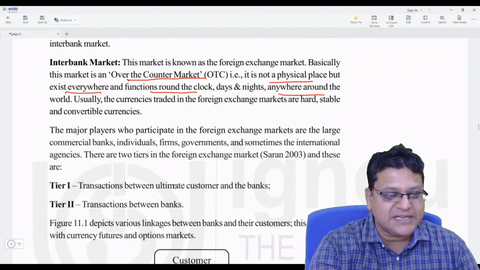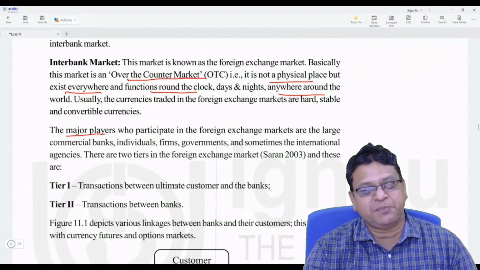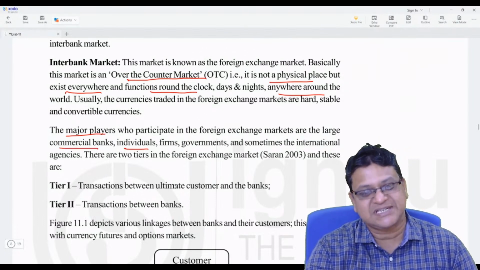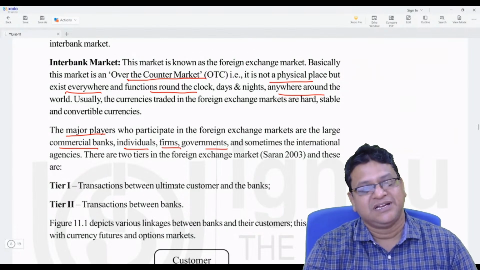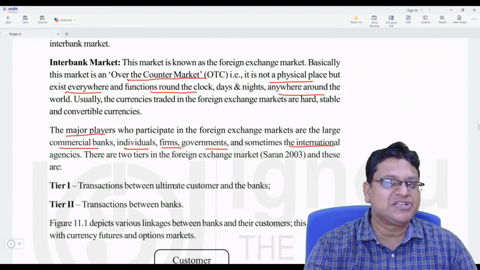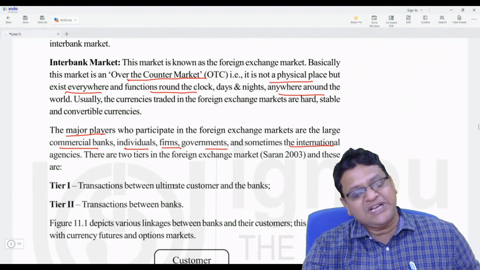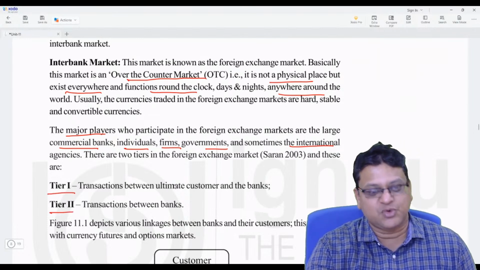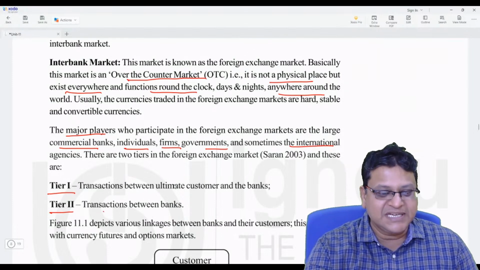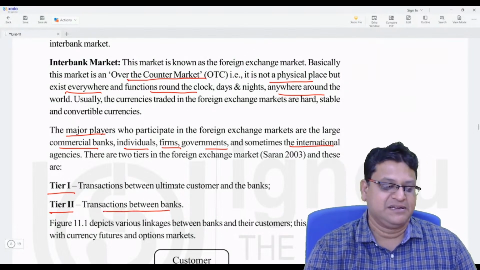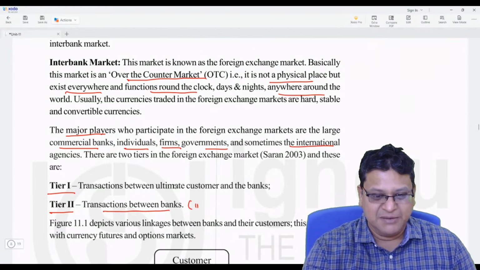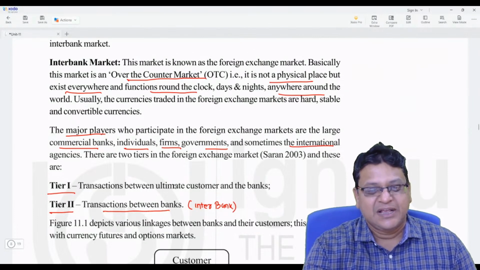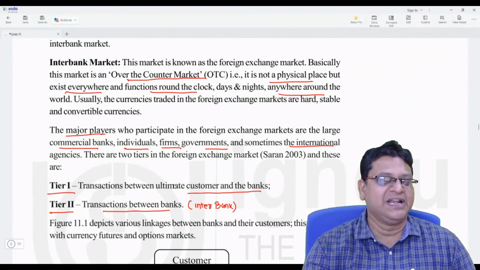Who are the major players in forex market? The major players in forex market are large commercial banks, individuals, firms, governments, international agencies. They are the major players of currency market. The currency market or forex market has two tiers: tier 1 market and tier 2 market. Tier 2 market is the interbank market where transactions take place between banks, and tier 1 market is the customer and bank related market.